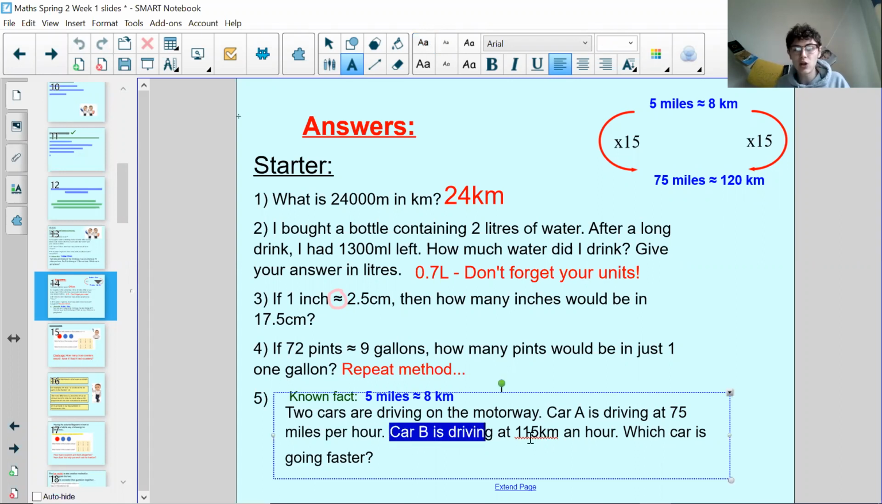Car B is only driving at 115 kilometers an hour. So we're able to say that car A is the car which is going fastest. Okay, car A. So well done if you got that right.